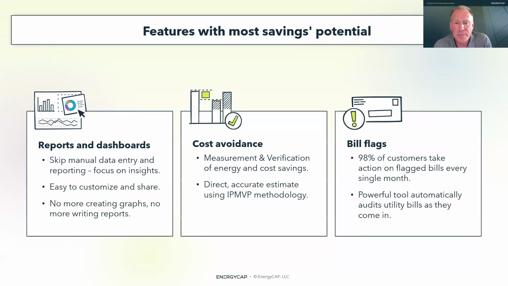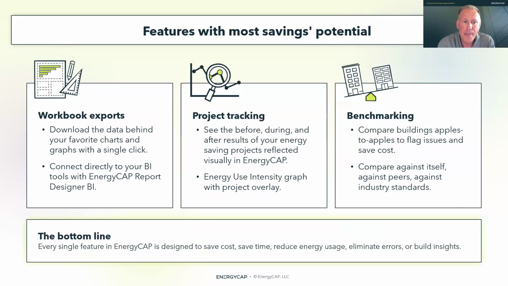So as we move towards the end of the presentation, I want to begin to summarize some things. So you might say, what are the features with the most savings potential? Well, hopefully you've seen through my explanation today, the one I just went through, cost avoidance, can be very, very powerful. Using reports and dashboards can really help out your organization. And I mentioned early on this idea of bill flags, whereas the bills come into the system, the ones that are unusual can be flagged and people can give their attention to those bills.